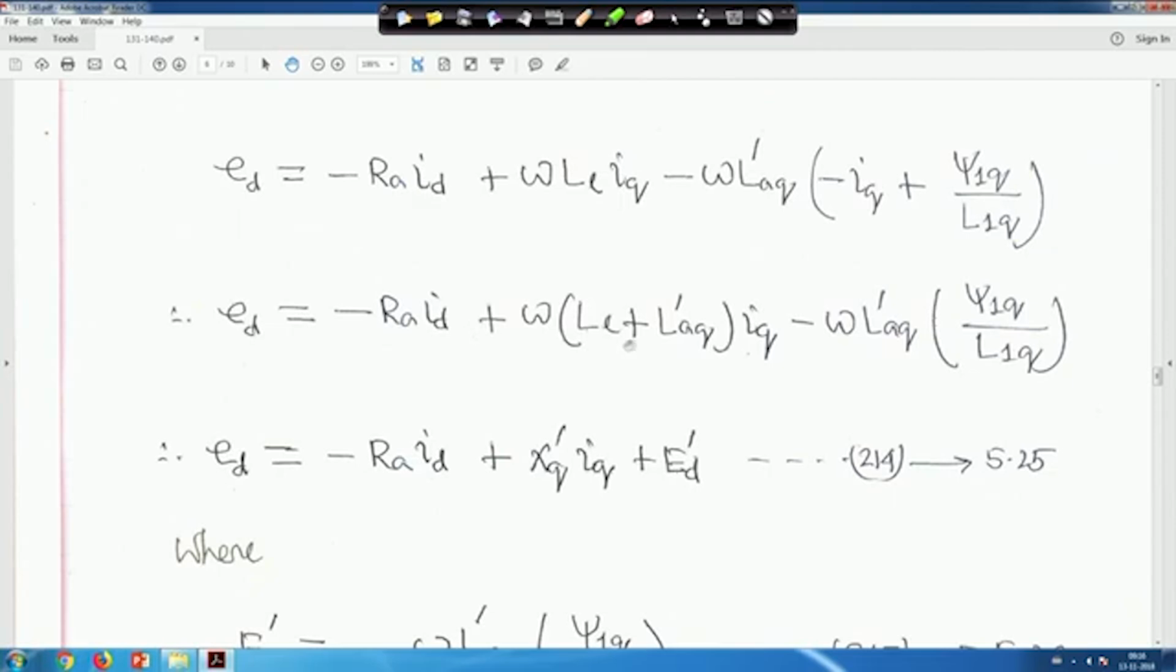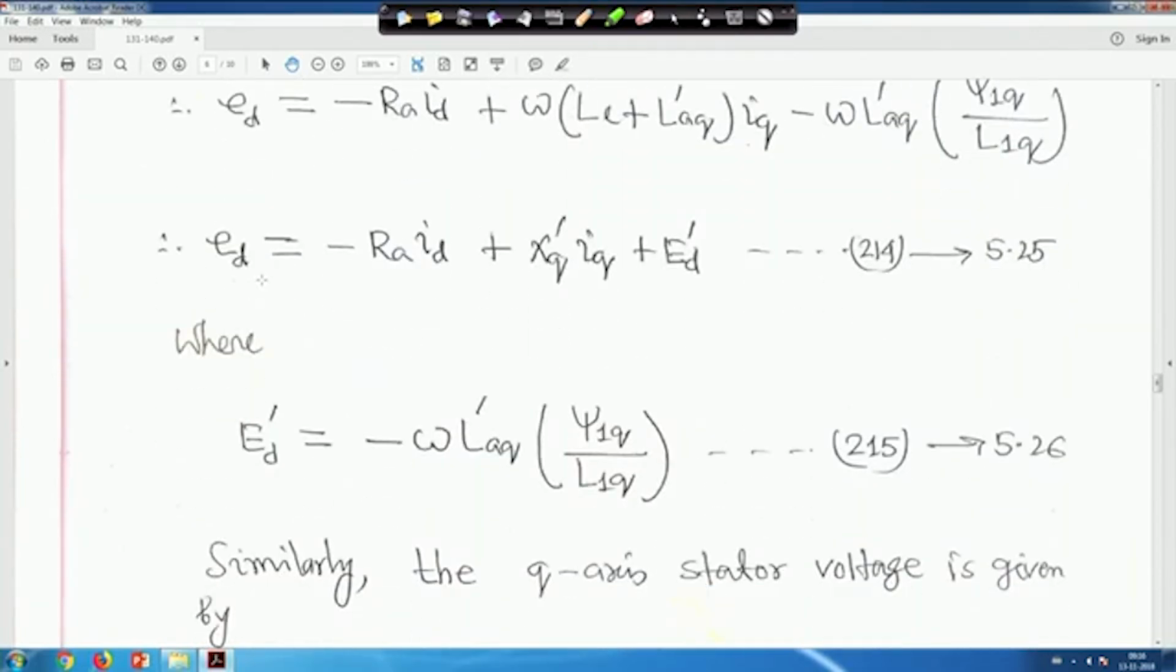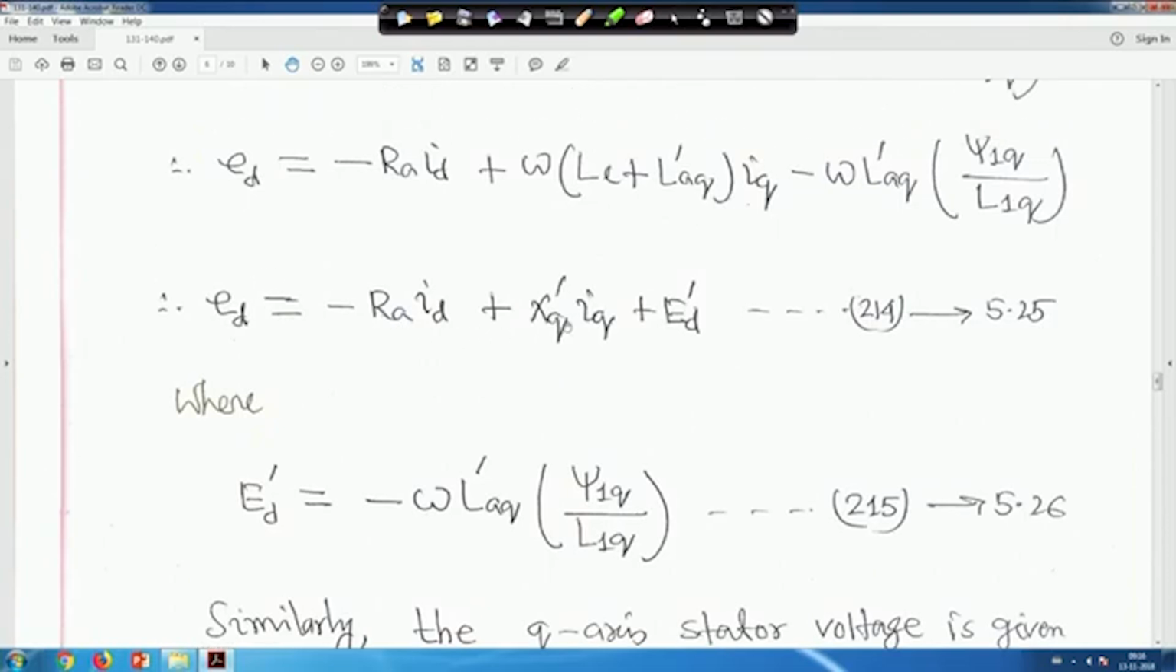And therefore, E d is equal to minus R A I d plus omega in bracket L L plus L A q dash into I q minus omega L dash L A q dash in bracket psi 1 q upon L 1 q, and E d is therefore minus R A I d plus x q dash I q plus E d dash. This is equation 214, and this is for my reference, not required for you, where E d dash is defined as minus omega L dash A q psi 1 q upon L 1 q.